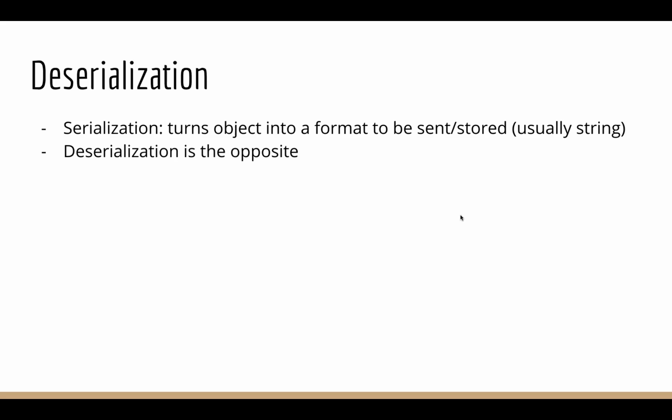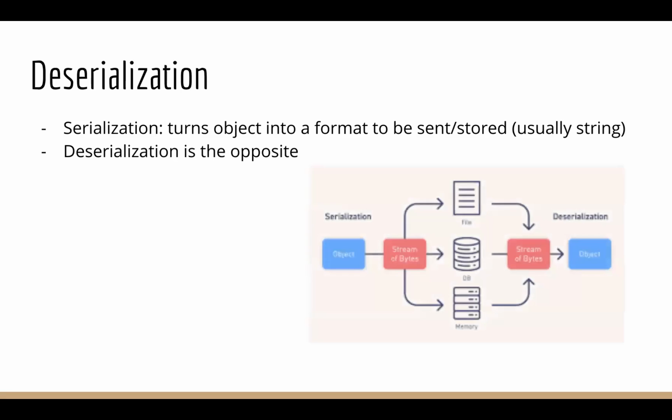Just a quick note: when you turn an object into something like a string, it's not only for storage, but also to be sent via an HTTP request or in the URL, which we'll look into a little bit later. This is a quick visualization of serialization and deserialization, where the programmatic object in the specific language gets transformed into a stream of bytes, aka a string, goes into a file, database, or just memory, and then for deserialization, it takes that stream of bytes and turns it back into an object.